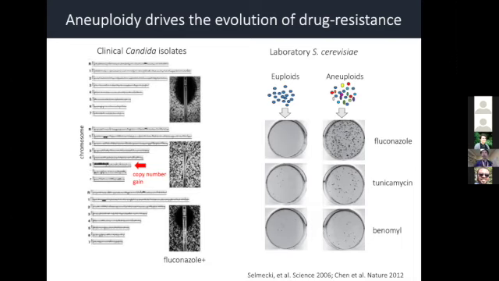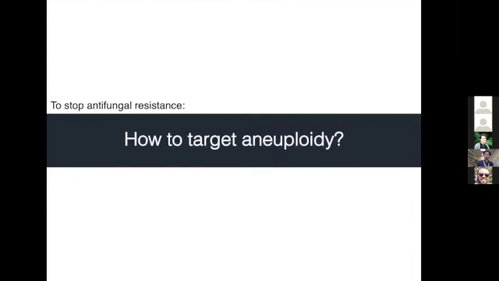because if aneuploidy can create a random karyotype, a really random genome type, in one cell division, does that mean that if this happens in the host, an antifungal drug cannot really treat the fungi anymore? So to stop antifungal resistance, the big question is, how can we target aneuploidy? How can we target these randomly evolving populations?